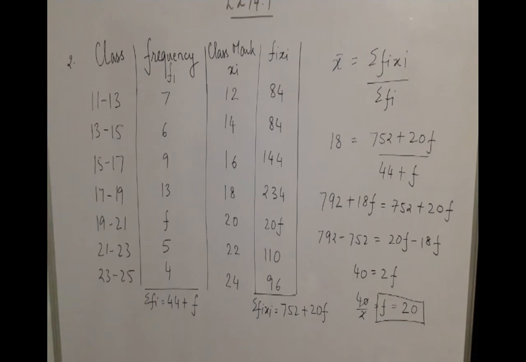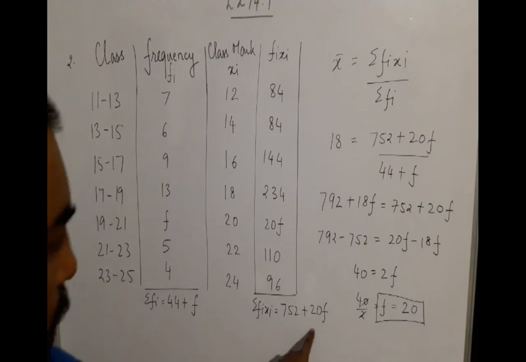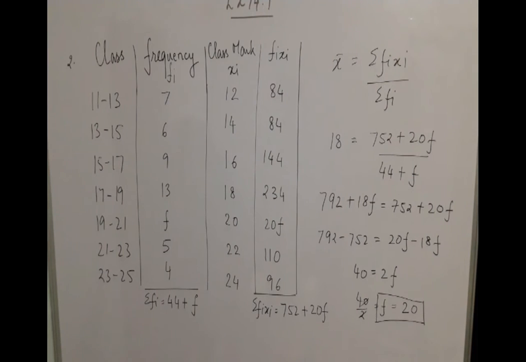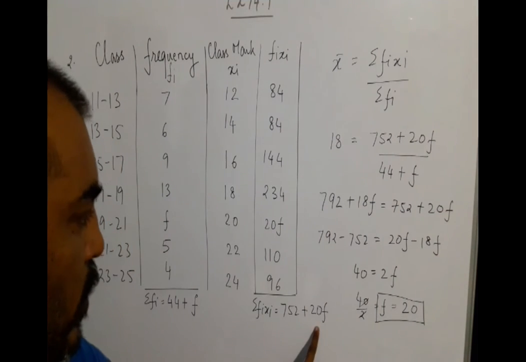Yes? Did you follow this method? The unknown frequency we have got 20. Now should we check this answer? How will you check this answer? Multiply 20 with 20. What is 20 20s are? 400. 20 into 20 is 400.